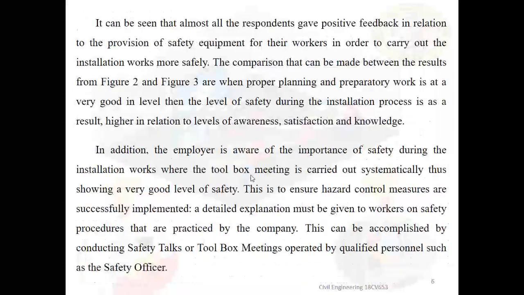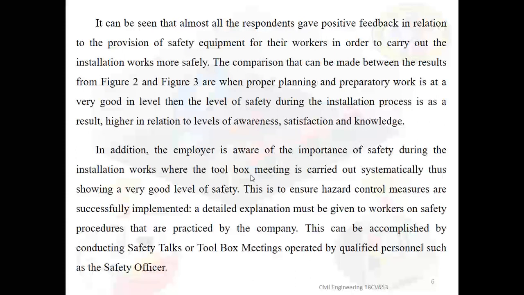It can be seen that almost all the respondents gave positive feedback in relation to the provision of safety equipment for their workers in order to carry out the installation work more safely. The comparison that can be made between the results from Figures 2 and 3 is that when the proper planning and preparation work is at a very good level, the level of safety during the installation process is higher in relation to the level of awareness, satisfaction, and knowledge.